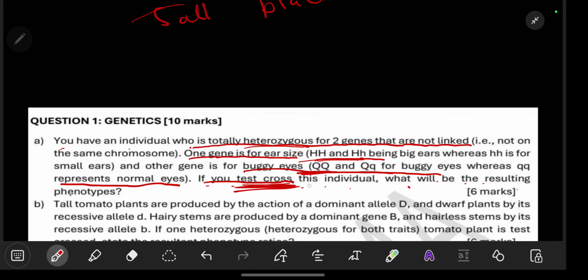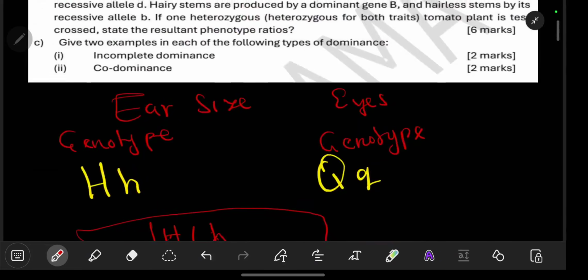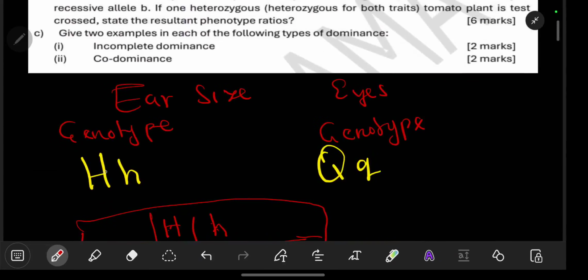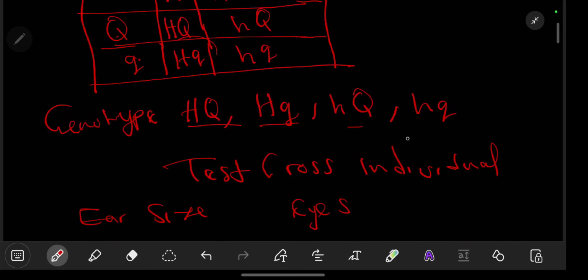If you test cross this individual, you have to fuse it. So remember, this one is heterozygous, so you have to get whatever the letters are. We have H, little h, Q, little q. That's the heterozygous. You have to cross it with a test cross. You always have to get the small letters, like that. I have explained in the other video and solved these exact questions. But just in case you don't come across the video, you can at least know how to handle such questions. So the genotype of the one that is heterozygous, you fuse them like that to get this.